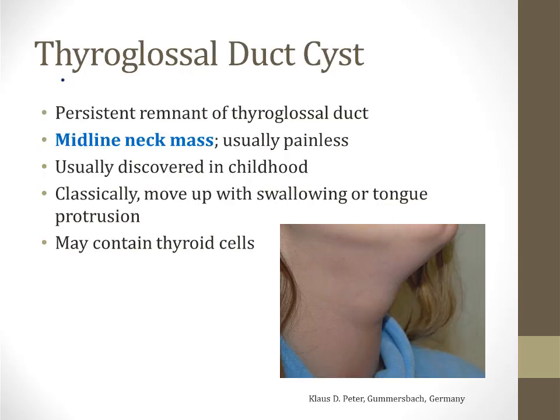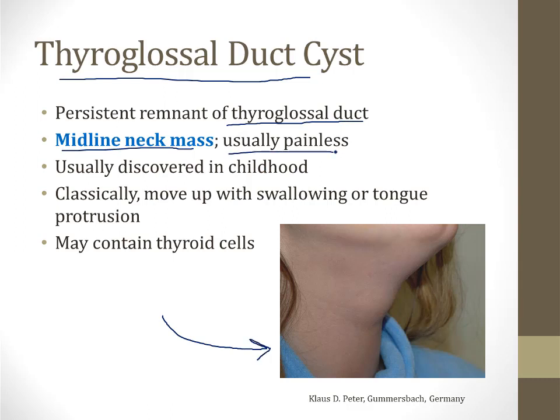Some patients have what's called a thyroglossal duct cyst. This is a persistent remnant of the thyroglossal duct. It presents as a midline neck mass that's often noticed by the patient, as shown in this example on the screen here. It's usually painless, but the patient will present it to their doctor out of concern for the growth in the neck.